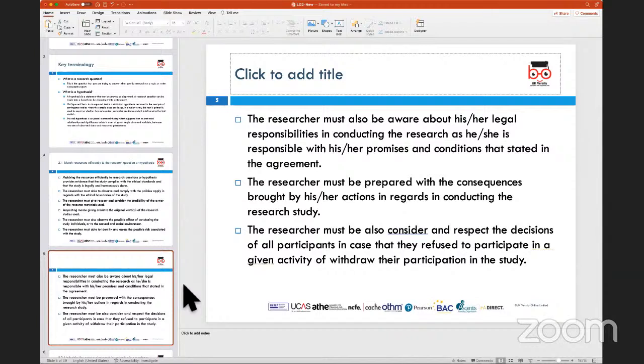So you have to consider and obviously respect the decisions of all participants. If they refuse to participate, do not want their data to be divulged, or if they withdraw midway through the investigation or the research that you're carrying out, you will have to look at respecting those decisions, and they are what are to be looked at when you undertake your research.